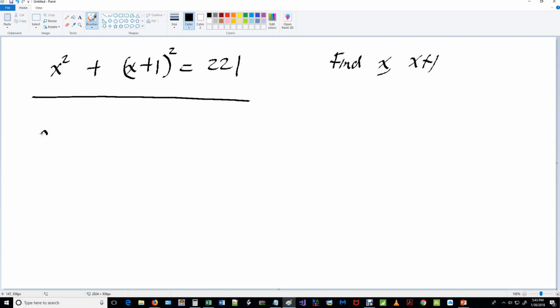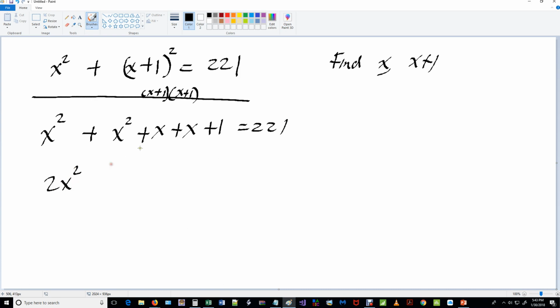So let's simplify this one. x squared, that's easy. So let's do x plus 1 squared, which is basically x plus 1 times x plus 1. So you do x times x, that's x squared. The outer will be 1x, the inner will be another x, last will be 1 times 1, so that's 1, equals 221. All right, so let's simplify. x squared and x squared gives you 2x squared. x and x gives you 2x. And then plus 1 equals 221.